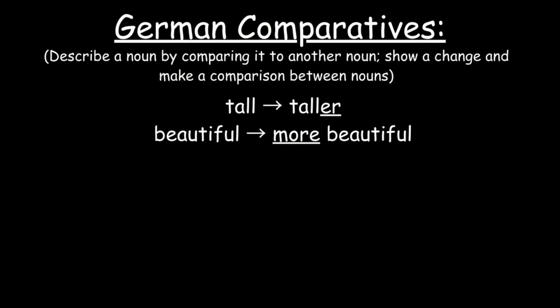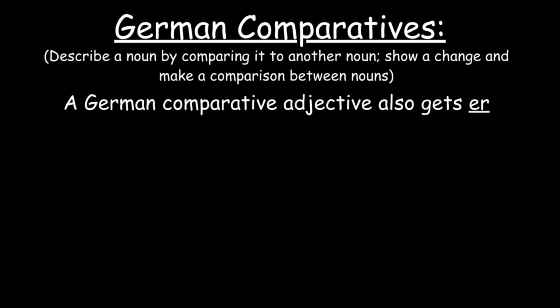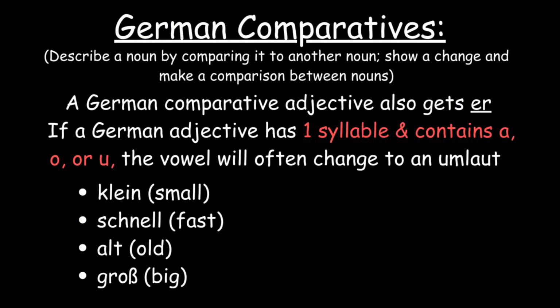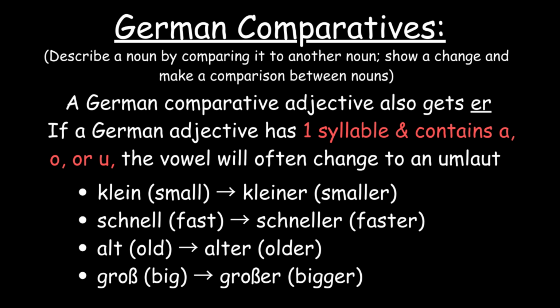In German, comparatives are similar because a German adjective will also get -er in the basic form. However, if a German adjective has one syllable and contains a, o, or u, the vowel will often change to an umlaut. Some adjectives are klein, schnell, alt, groß. To make a comparative, we add -er to the end of the adjectives, and if they have a, o, or u, the vowels become umlauts. Kleiner, schneller, älter, größer.